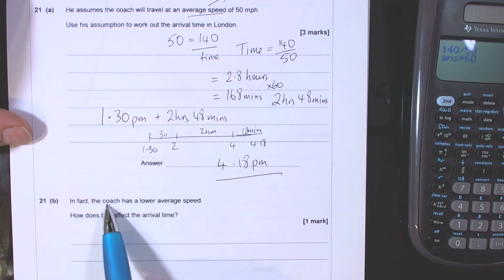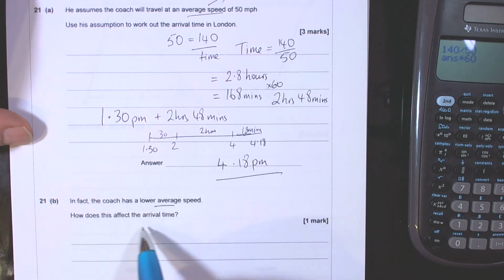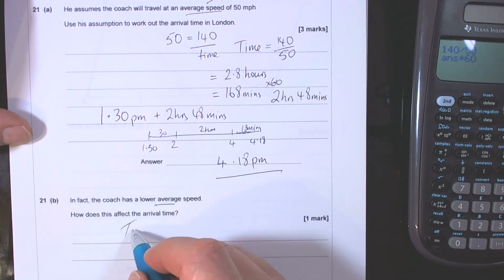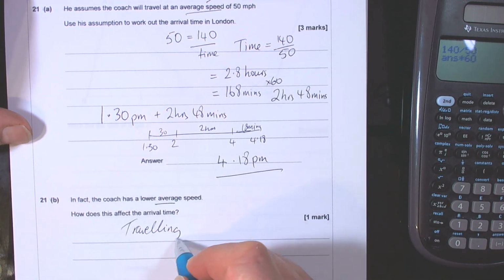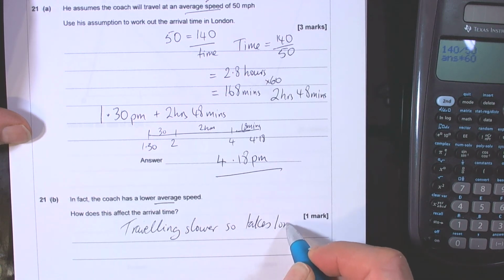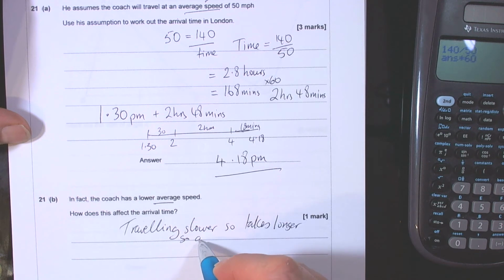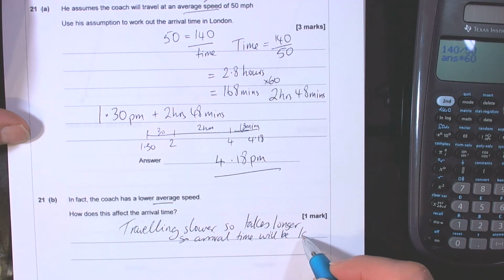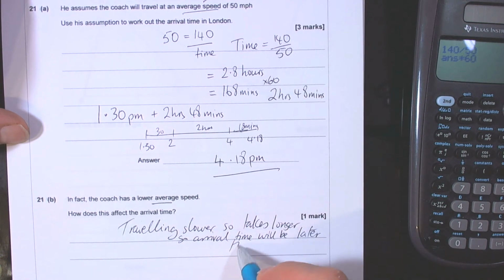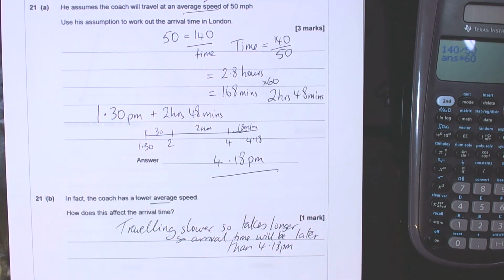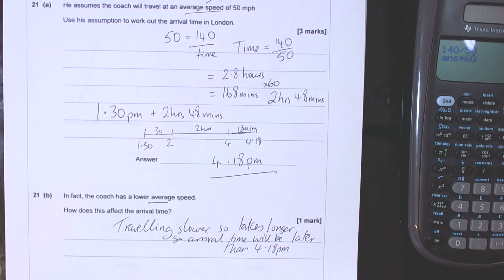This question then says, in fact, the coach has a lower average speed. How does this affect the arrival time? Well, if they're travelling slower, it takes longer. So, arrival time will be later than 4:18. Okay, so that's how that question could have been done.